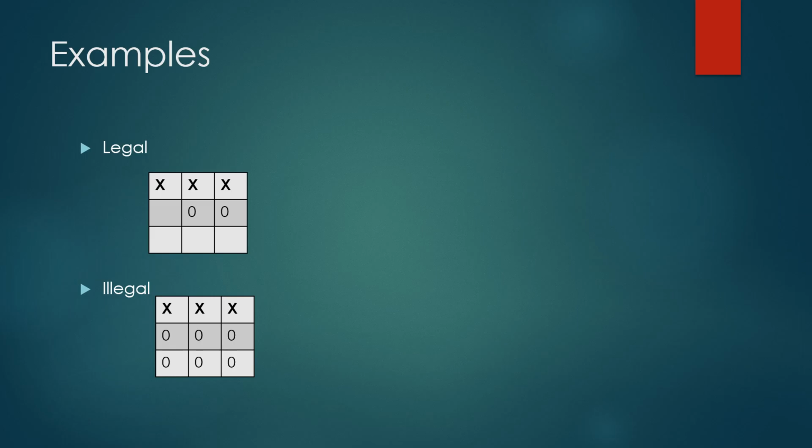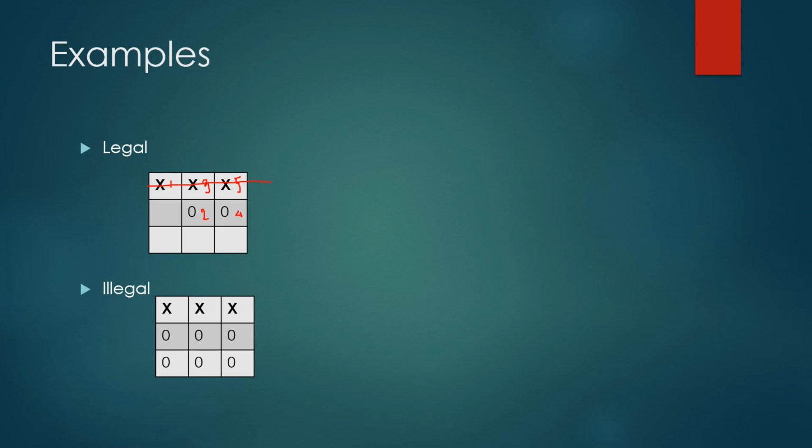Let's now take a look at a legal board game and an illegal board game. The board on top is a legal board because, let's say player one started by putting a cross, and he put this one first. Then player two made the second move, and player one made the third move. Player two made the fourth move, and player one made the fifth move, and so player one won. So this is a legal board game.